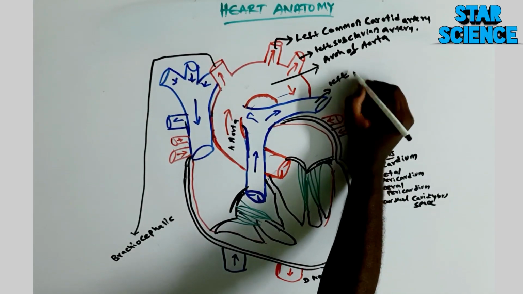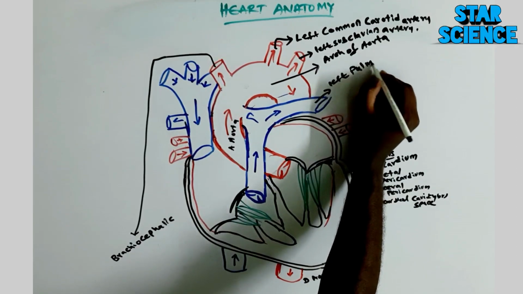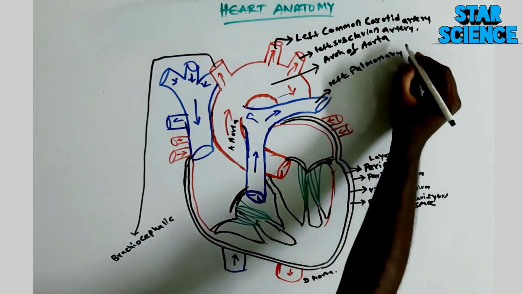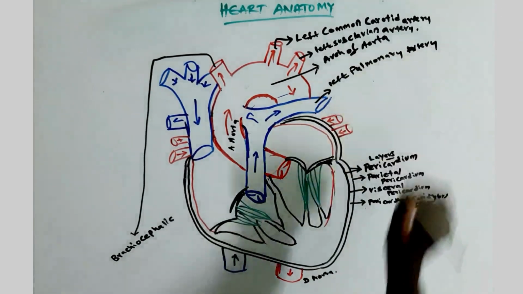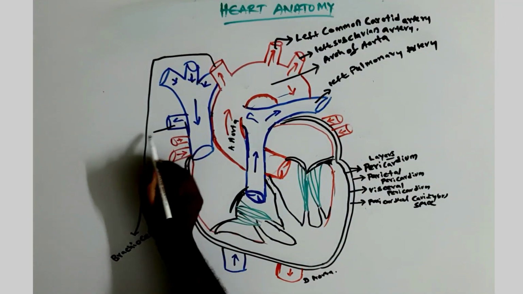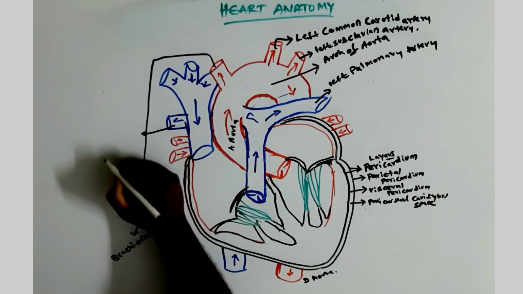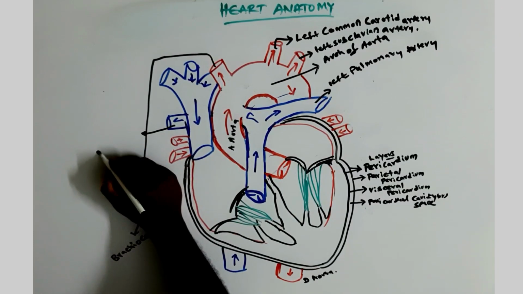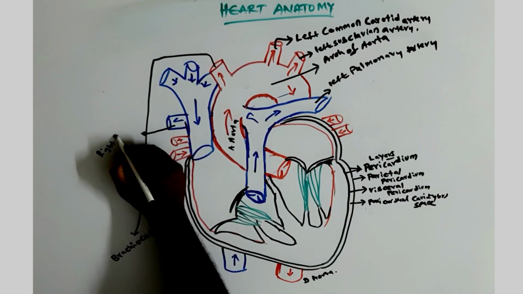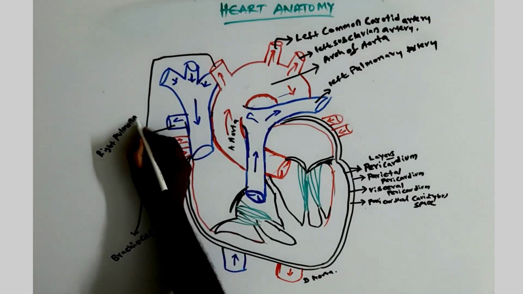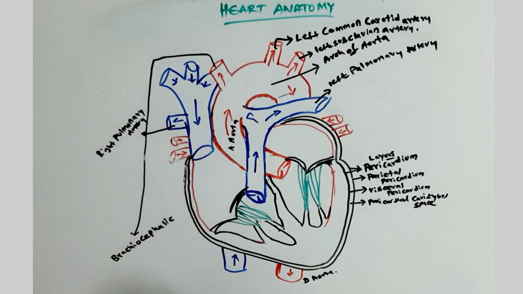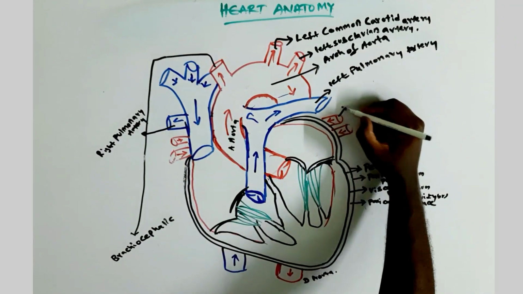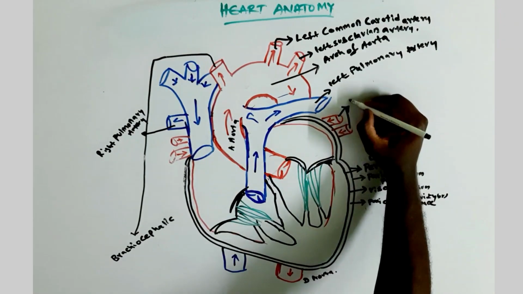Next we are seeing what is called the left pulmonary artery. The left pulmonary artery will be connected to the left lung, where it takes deoxygenated blood to the left lung. Now we are seeing the right pulmonary artery, which is taking deoxygenated blood to the right lung, where the exchange of gases occurs.